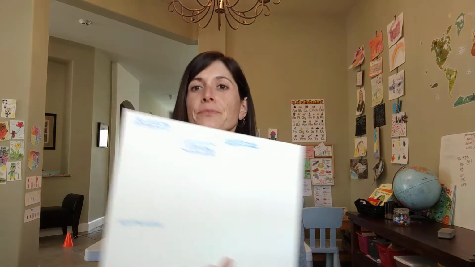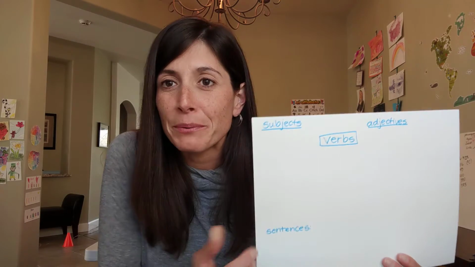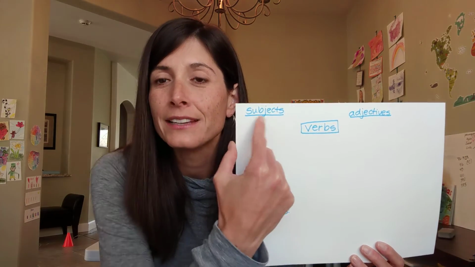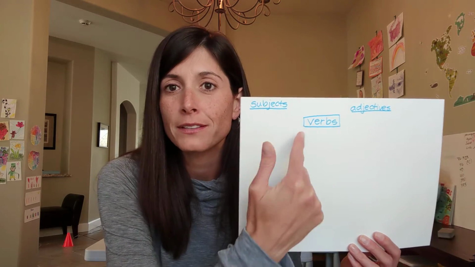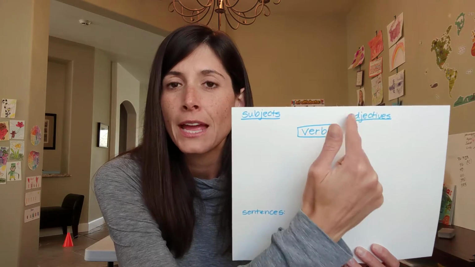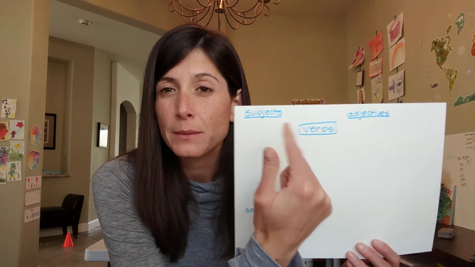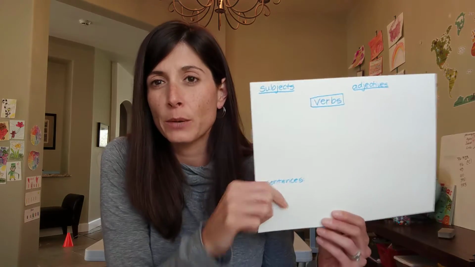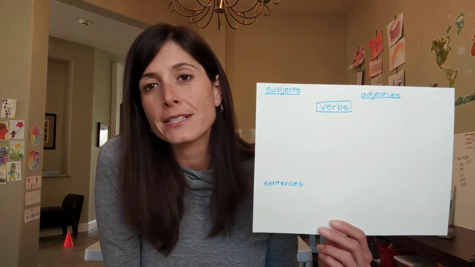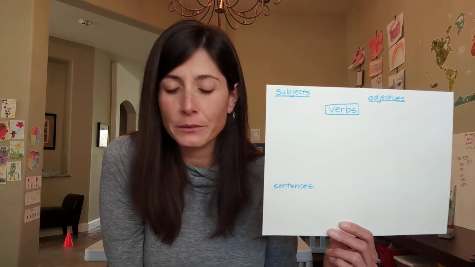For that, we need another blank piece of paper, and here are the headings you can add. Subjects, we always have subjects. Verbs, a little bit lower. Adjectives. We're going to use the subjects and adjectives that we have been using in our previous lessons, and we're going to write sentences as we always do.